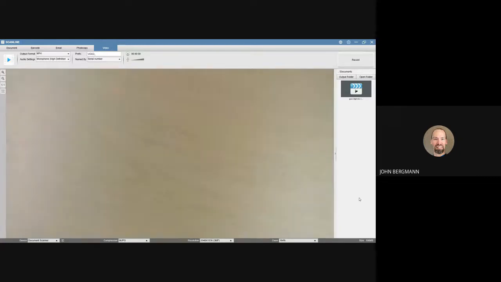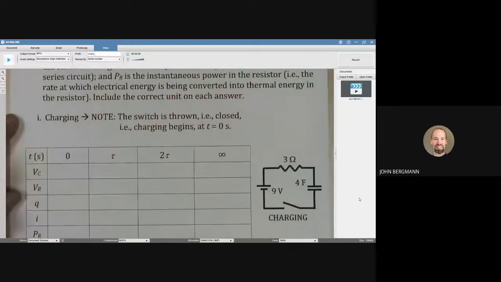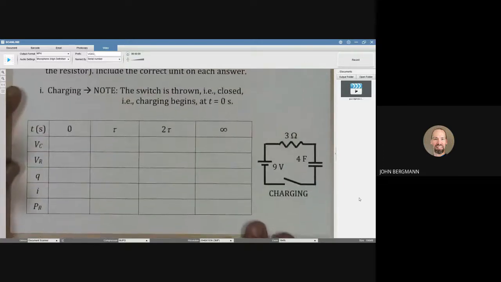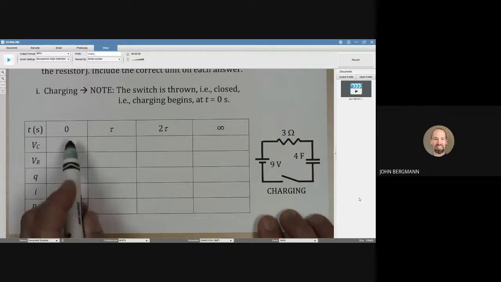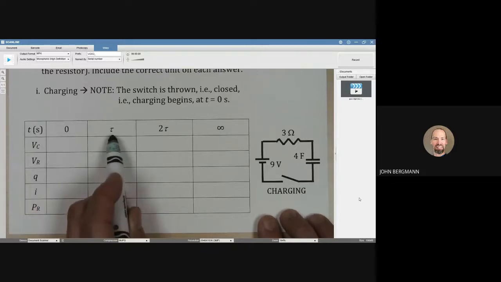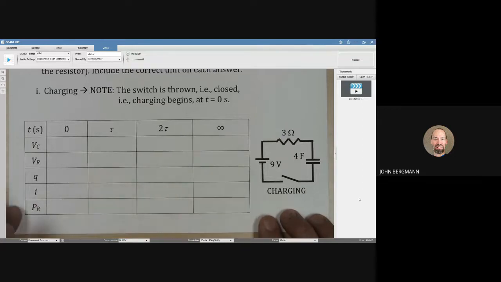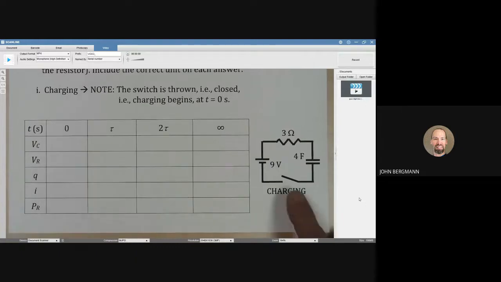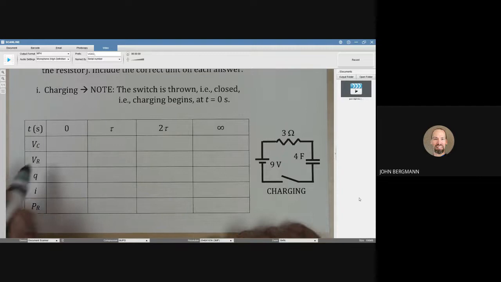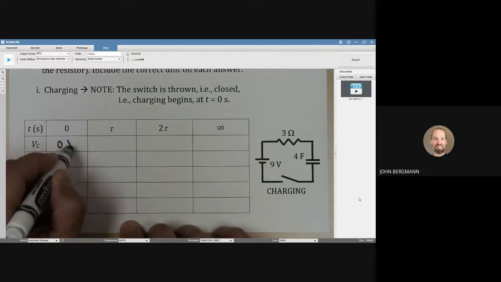Now we're going to use that picture and we're going to determine all of these quantities listed on the left here at time 0, at 1 time constant, 2 time constants, and then at a time of infinity. And we don't have to fill these in any particular order, but there's the picture, same circuit as we had on the previous page. And we know that the voltage across the capacitor initially is 0.